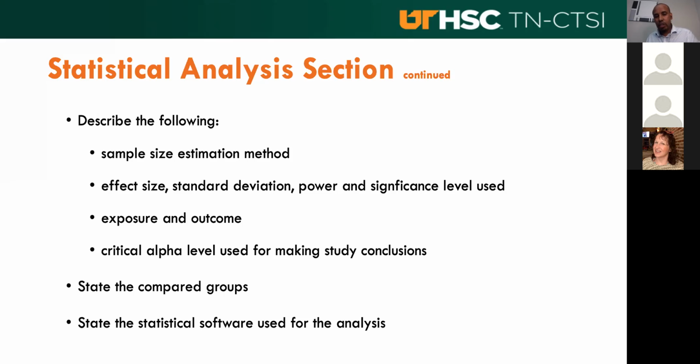And finally, mention the statistical software that you use for the analysis, whether it is R, SAS, SPSS, Stata, Python, Julia, or whichever statistical software that you use. State it at the end of the statistical analysis section.